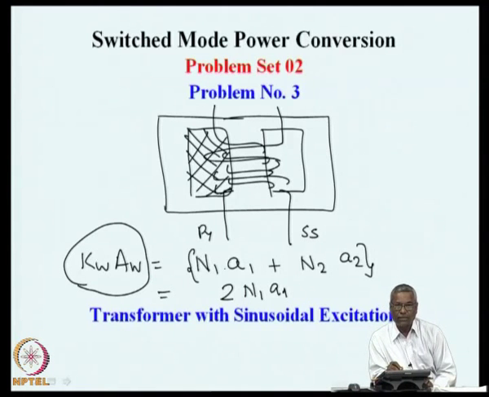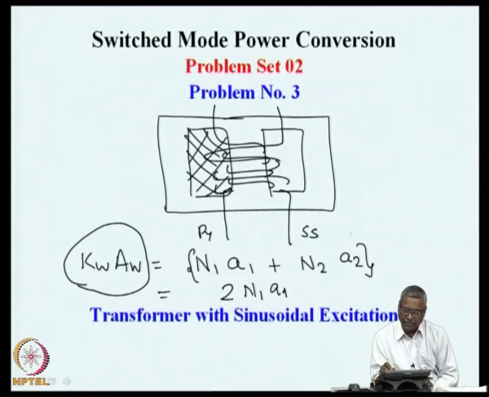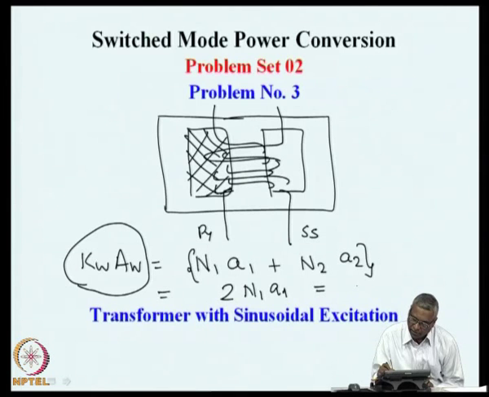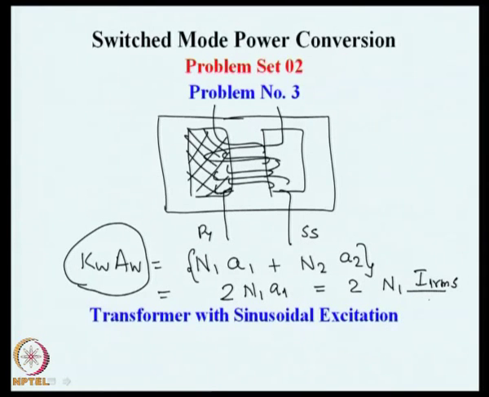So, this N1 by N2 is the same as V1 by V2, which is the same as I2 by I1. With that relationship, it is possible to find out that this total area is 2 times the primary area. This can be written as 2 times N1 times primary current RMS divided by current density, the maximum current density that can be passed for that.